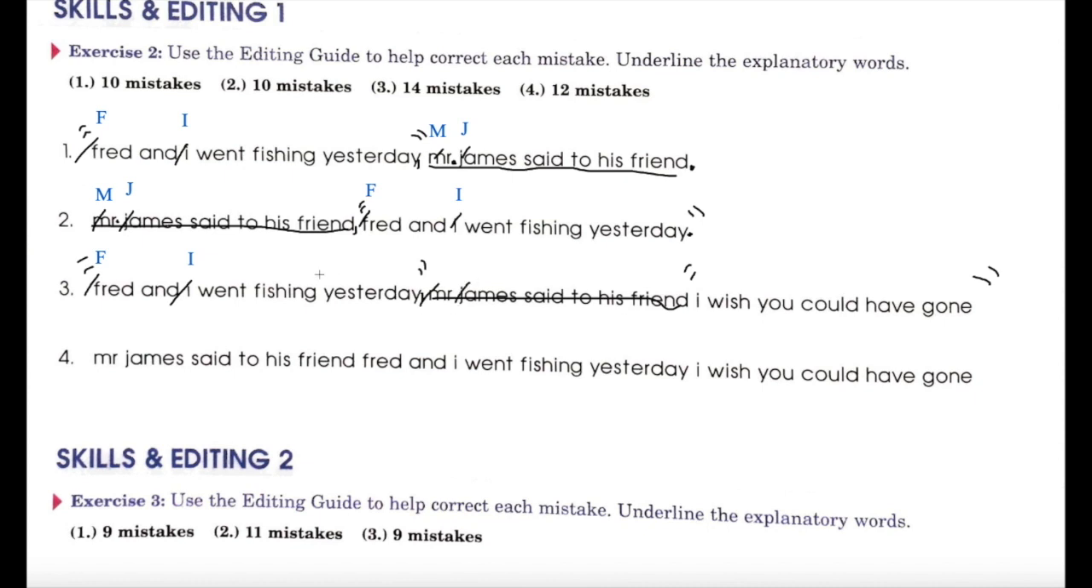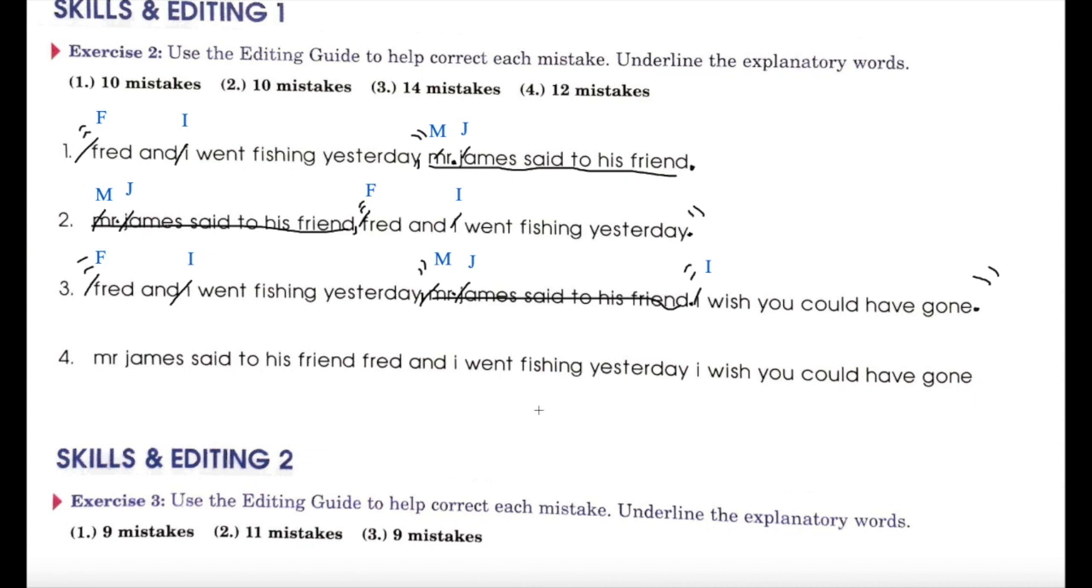Mr. James. We capitalize because it's a proper noun. Put a period in between Mr. and James because it's a title. Mr. James said to his friend, put a period at the end of that sentence. Capitalize the first word of the quote. And it's the word I. I wish you could have gone. Put a period at the end of the sentence.